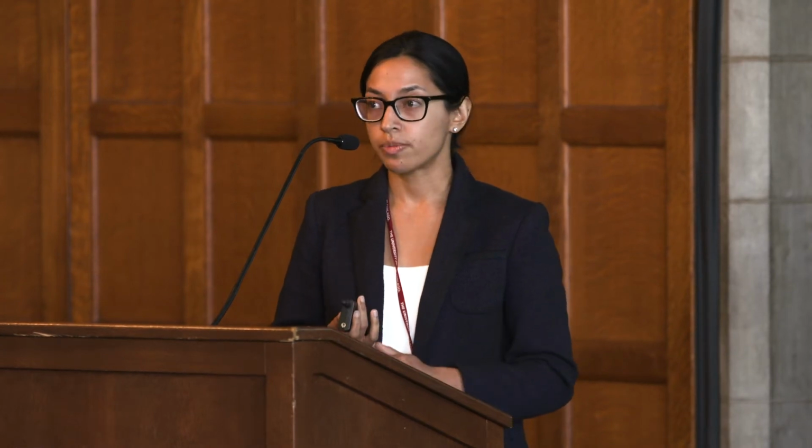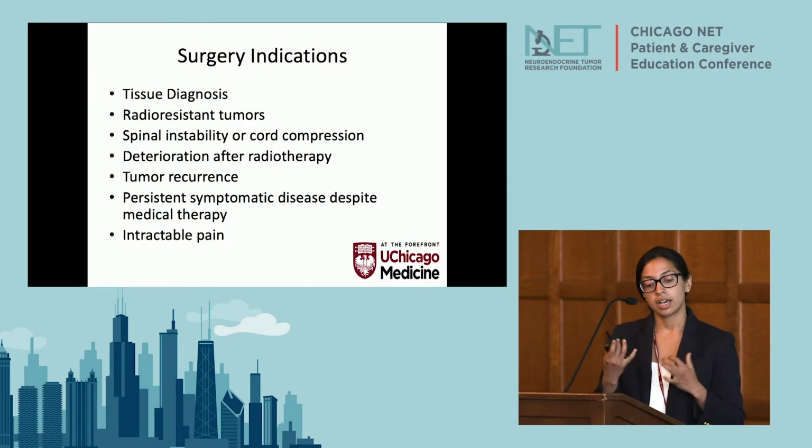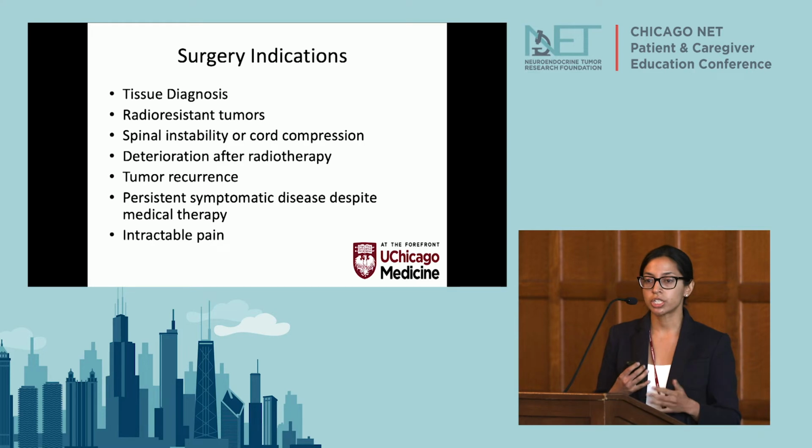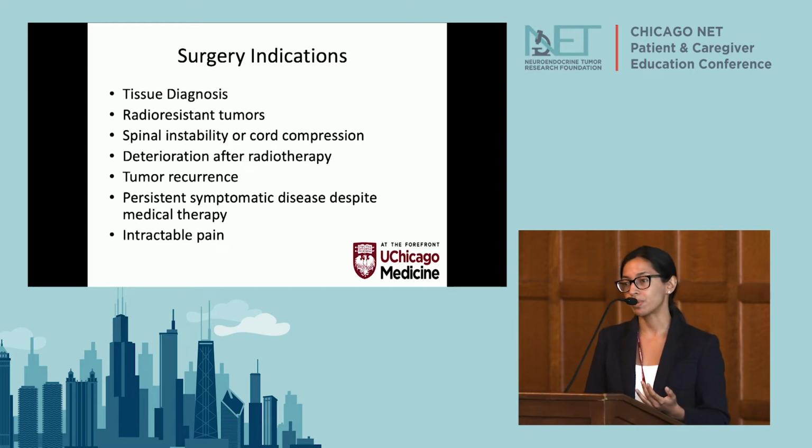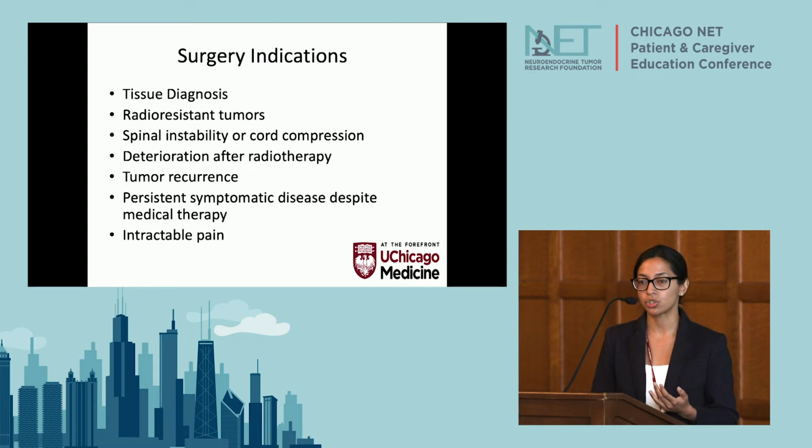In terms of spinal metastasis, the surgical indications usually are if you need a tissue diagnosis. Well, this is uncommon for people with neuroendocrine tumors because usually you already have a diagnosis. Spinal tumors are not usually the first presentation.